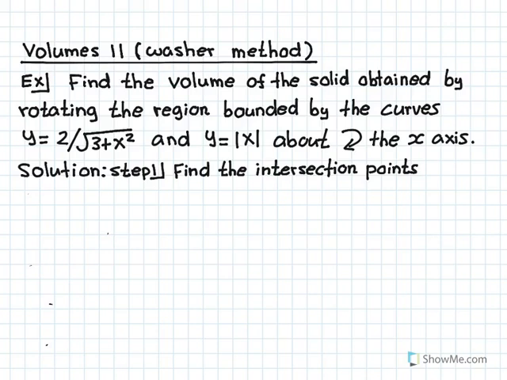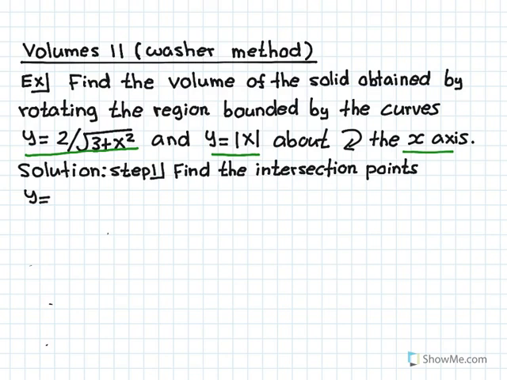In this video, we're going to look at another example of solving volume of a solid using the washer method. The question here is to find the volume of the solid obtained by rotating the region bounded by the curves y equals 2 divided by root of 3 plus x squared and y equals absolute value of x, revolved about the x-axis. The first step, as always, is to find the intersection points.